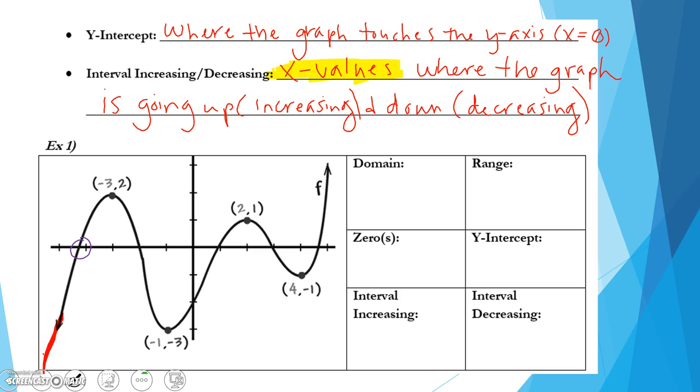So if we're looking at example 1, if I'm trying to find the domain and I would drag my pen across, it'd be touching the entire time. So negative infinity to infinity, or all real numbers. Same with my range. It'd be touching the whole time as I drag my pen up.